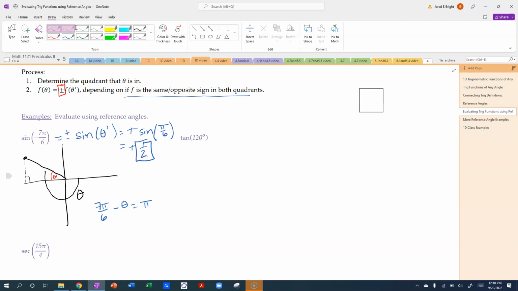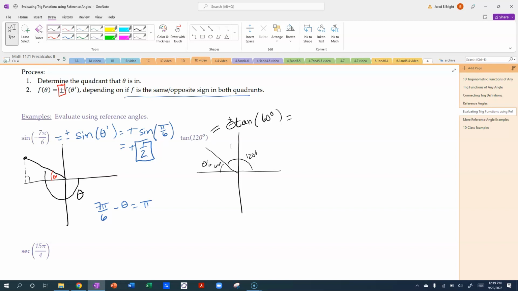Similarly, for the next one, tangent of 120 degrees, I start with a little sketch. 120 is over here, and then my reference angle here would be 60 degrees. For tangent, according to this, it's going to be the trig function evaluated at the reference angle, theta prime, 60 degrees, and then I just need to include plus or minus. In quadrant 2, tangent is negative, so this is equal to the negative tangent of 60 degrees.